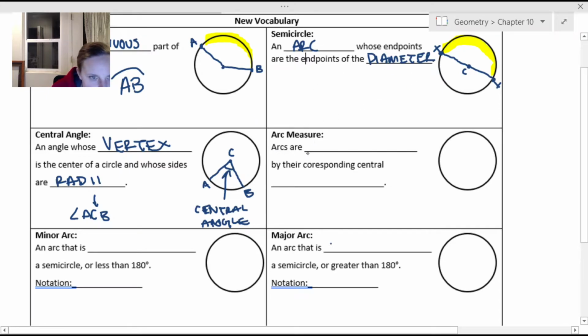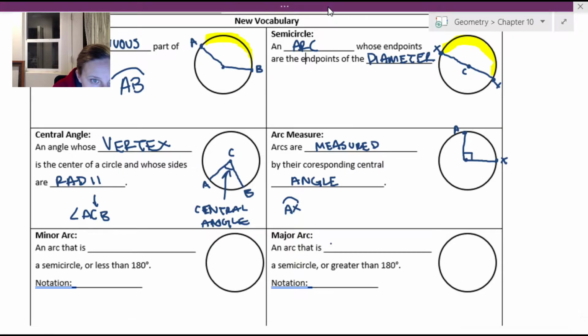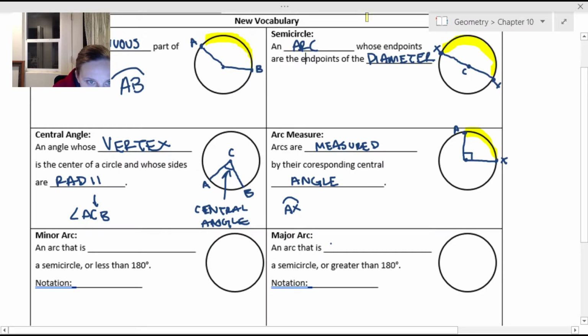Okay, arc measures. Arcs are measured by their corresponding central angle. So if this was the arc, and I'm looking for the measure of arc AX, and I know that this is a 90 degree angle in here, then the measure of arc AX is also going to be 90 degrees. And all of the angles in the middle should add up to 360 because it's a circle. So if I had several different lines chopping the circle up, all of the angles in the middle would add up to 360, and all of the arc measures would add up to 360 too.